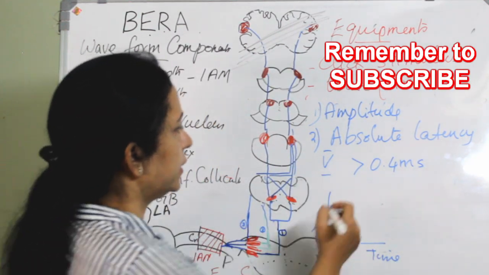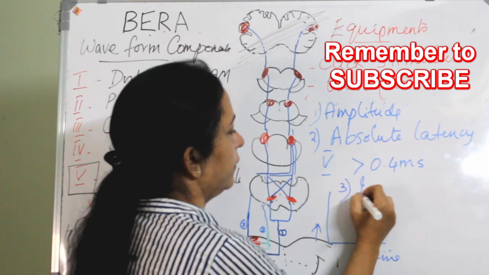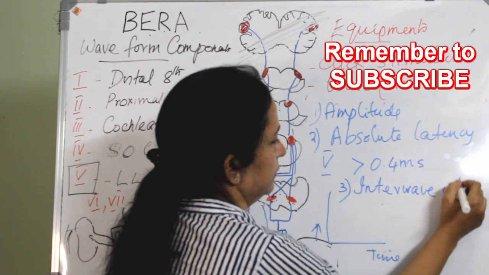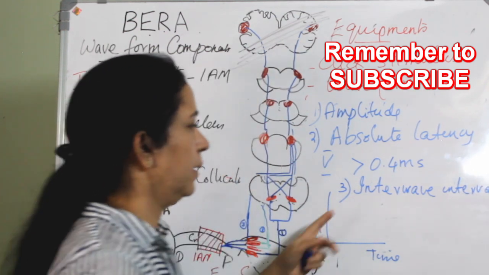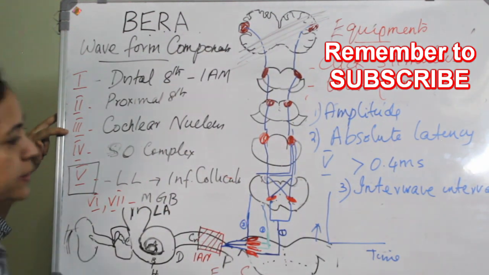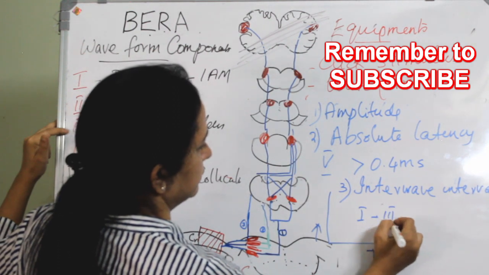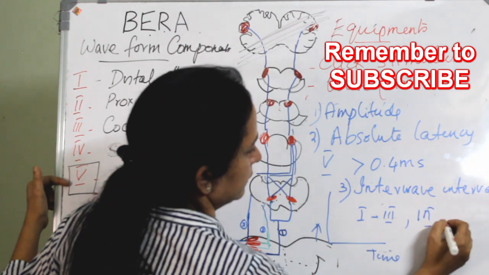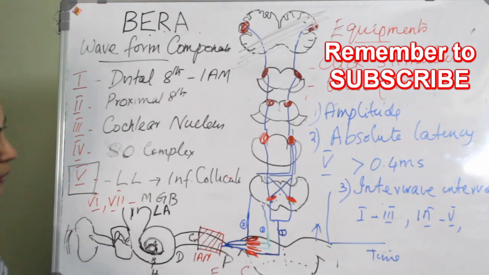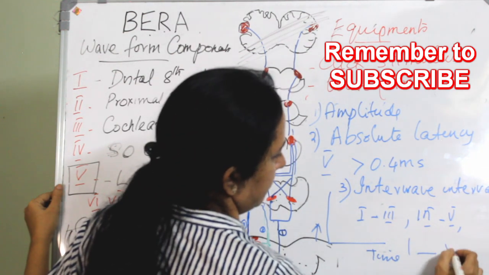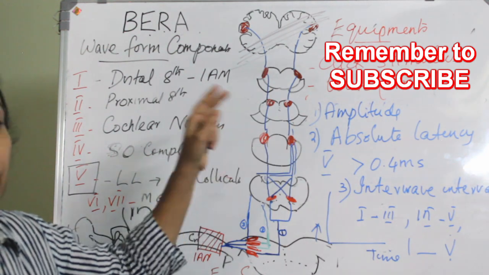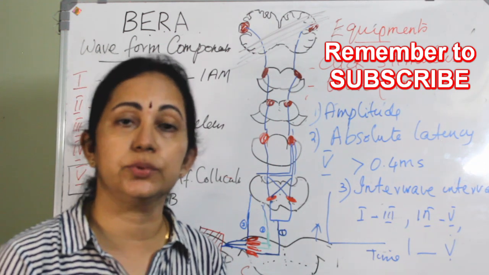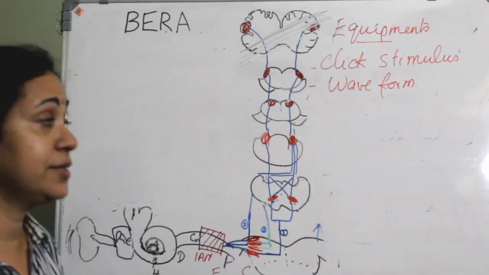And the third thing we have to look at is the interwave interval. Between which waves? Between 1 and 3, then between 3 and 5, and also between 1 and 5. So the amplitude, absolute latency and interwave interval are the three things you have to specifically look into in the wave pattern. The next important thing is uses of BERA.